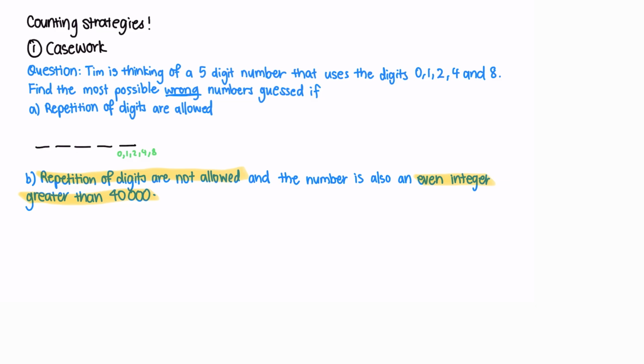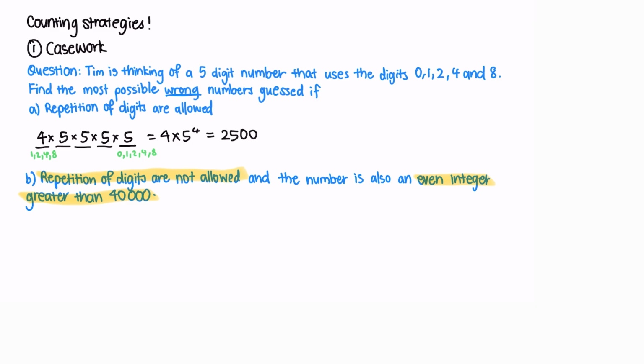The only difference is the first space because we cannot have a 5-digit number that starts with 0. So on the first digit, we can only have 1, 2, 4, and 8. So again, we have 4 possibilities times 5 possibilities times 5 times 5 times 5, which is basically 4 times 5 to the power of 4. And if we calculate this right, we will get 2,500.